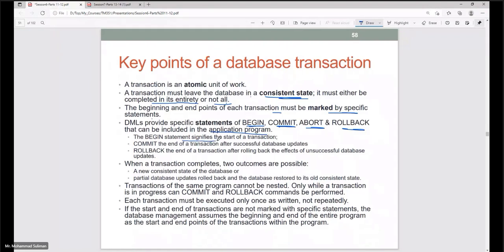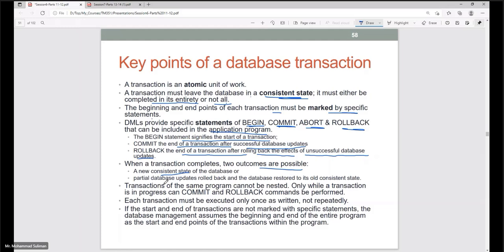Begin means the start of the transaction. Commit is the end of the transaction after a successful database update. Rollback is the end of the transaction after rolling back the effect of unsuccessful database updates. When a transaction completes, two outcomes are possible: a new consistent state, or partial database updates are rolled back and restored to the old consistent state.